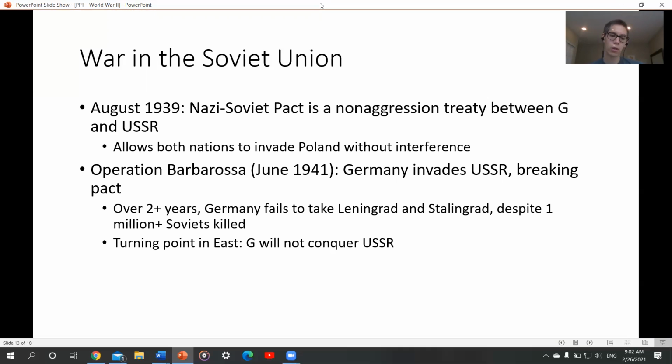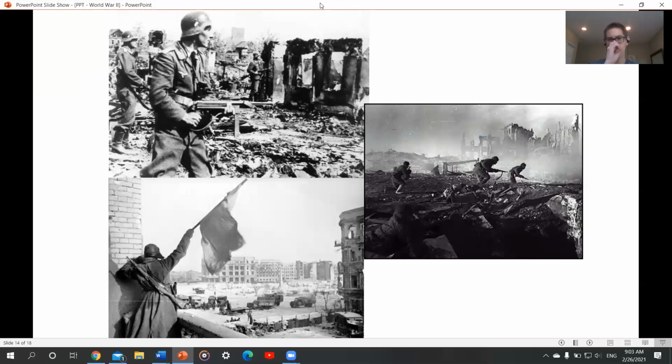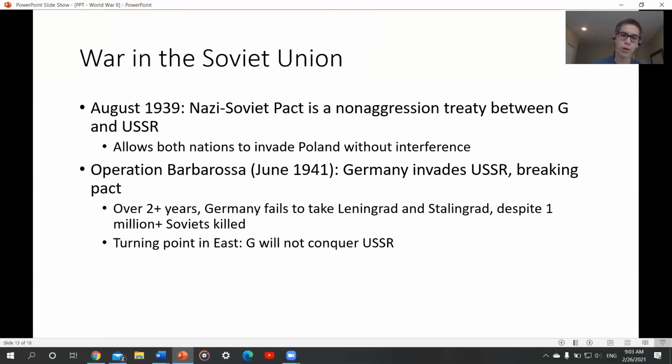And so Germany will not conquer England. And then a couple of years later, they fail to conquer the Soviet Union as well. This super famous photograph of a Soviet soldier waving the Soviet flag as the German troops finally pull out of the Soviet Union.